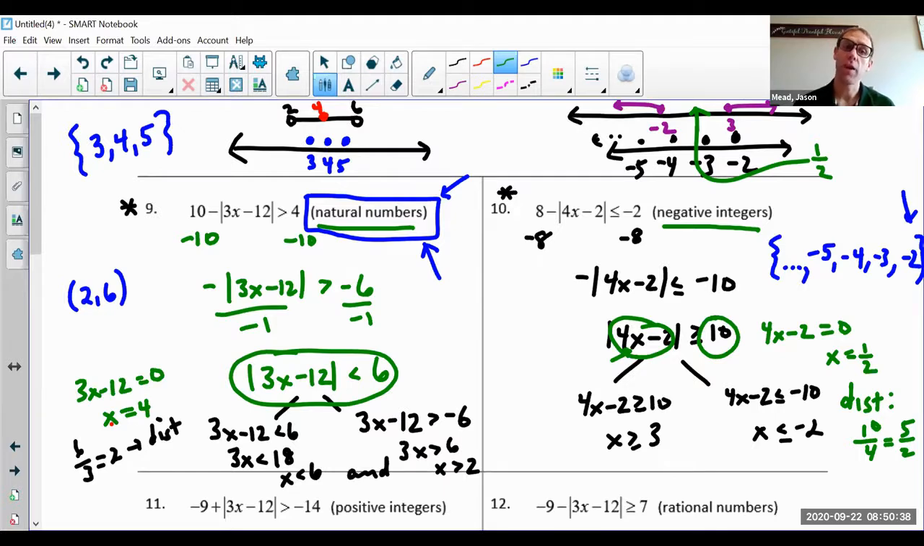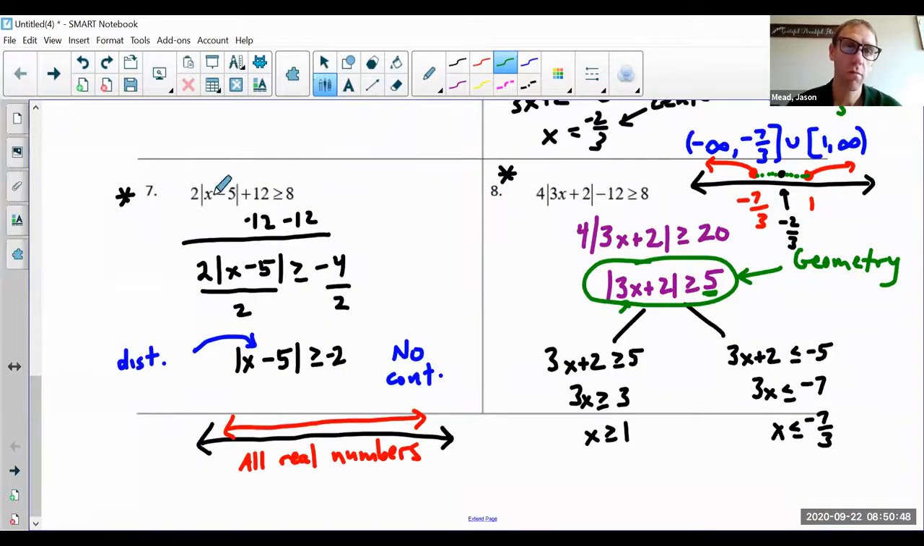The number one thing you have to do is make sure that you also take into account, if I have a problem like number 7, you shouldn't do anything with it. Once you get here, you should be done. You should realize that every single number that I plug in will work.